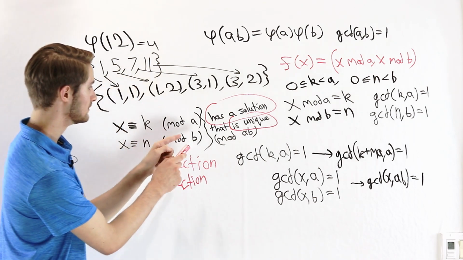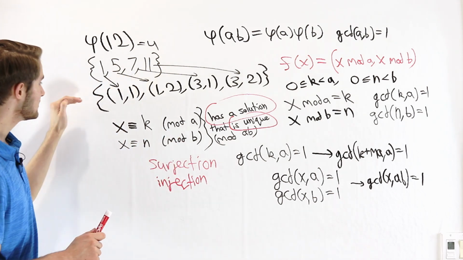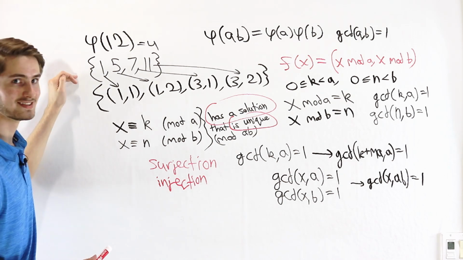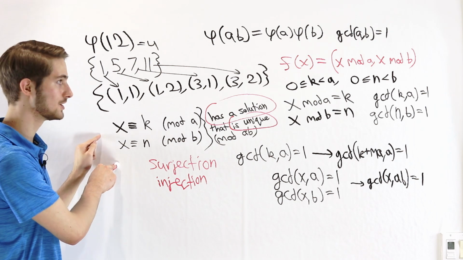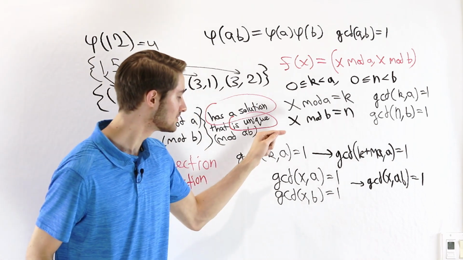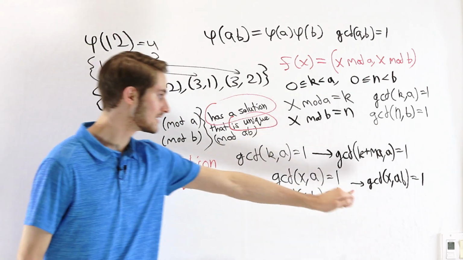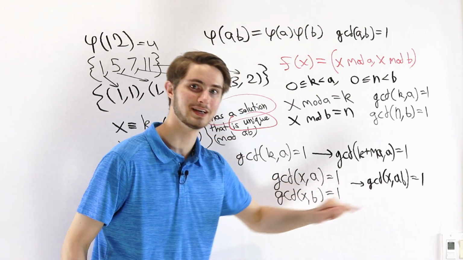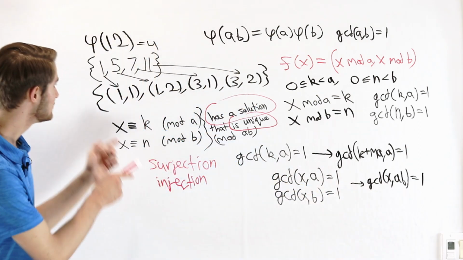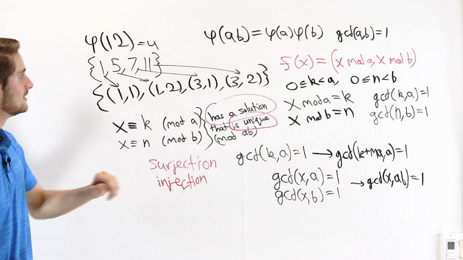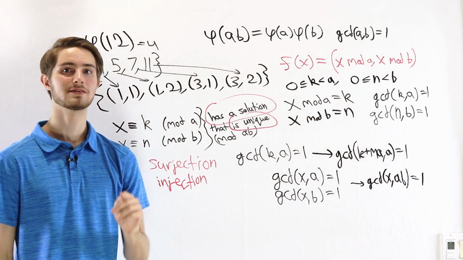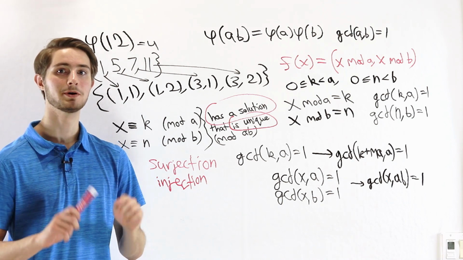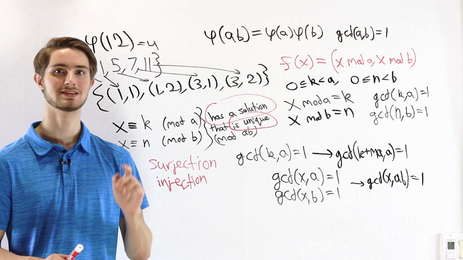And by the Chinese remainder theorem, we know that every element in the second set has exactly one input that maps to it, because this system of congruences has exactly one solution mod ab, and that solution is coprime to ab. And therefore, these two sets have the same size, meaning these two numbers are equal. And that gives us a ton more information about one of the most important functions in number theory.